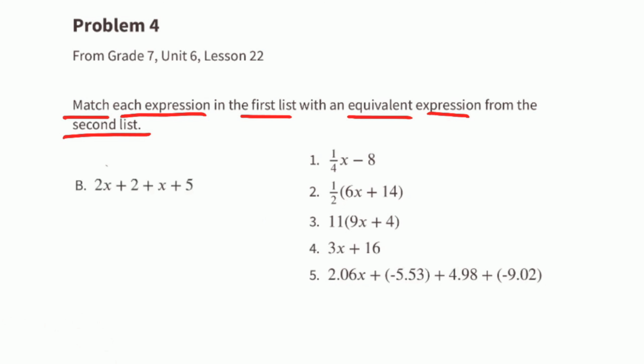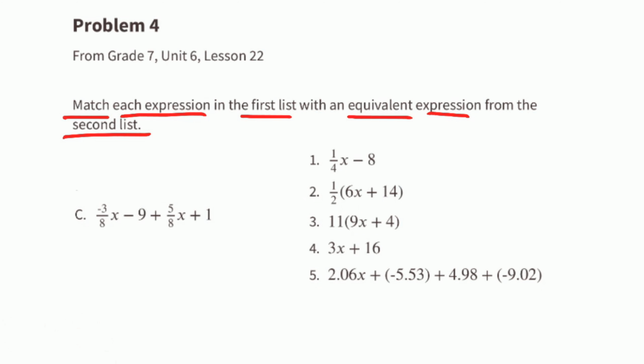B. Collect like terms. 2x plus 1x. That's 3x. And a positive 2 plus 5. That's positive 7. 3x plus 7. That's going to be equivalent to expression 2 because half of 6x is 3x and half of 14 is 7.